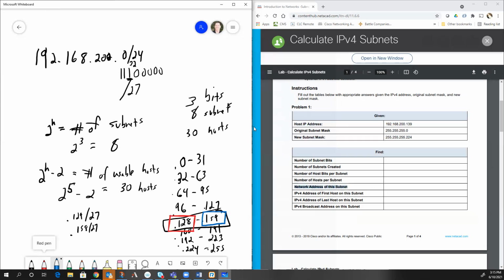And so the network address, what you would put right there in this particular setup would be 192.168.200.128/27, and the broadcast is 192.168.200.159. So what they're wanting you to do is take this network and then subnet it for the number of bits they're showing you here.